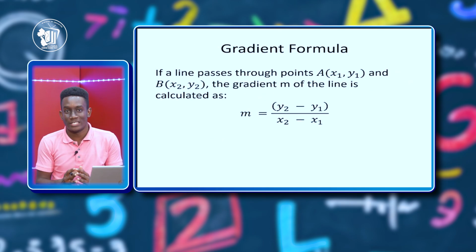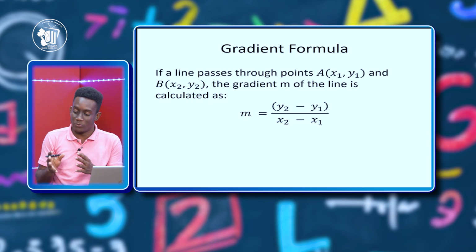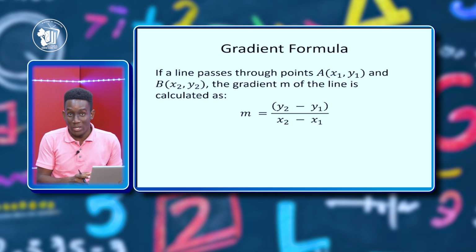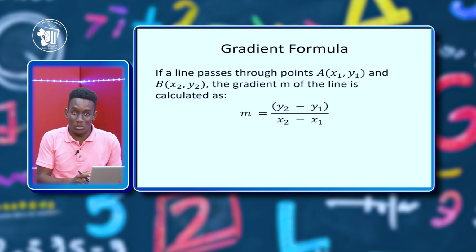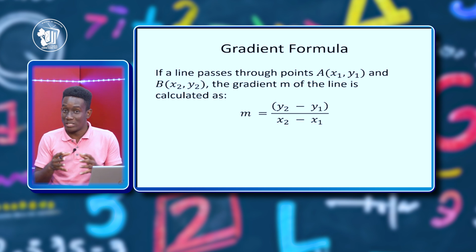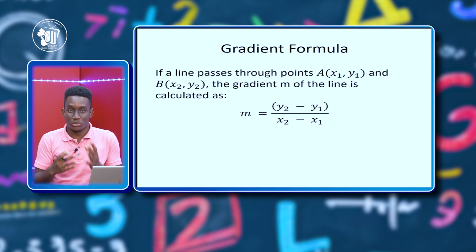The actual formula to calculate gradient is the change in y over the change in x. The change in y is simply y2 subtract y1, and the change in x is x2 subtract x1. Of course, this formula can be written in reverse. Instead of y2 first, we can have y1 subtract y2, but this should then be divided by x1 subtract x2. So it doesn't matter which one you put first. You just have to remember that the y1 and the x1 should be together in the same line.